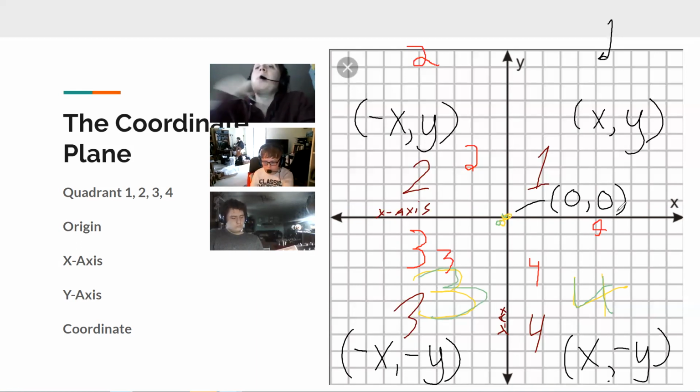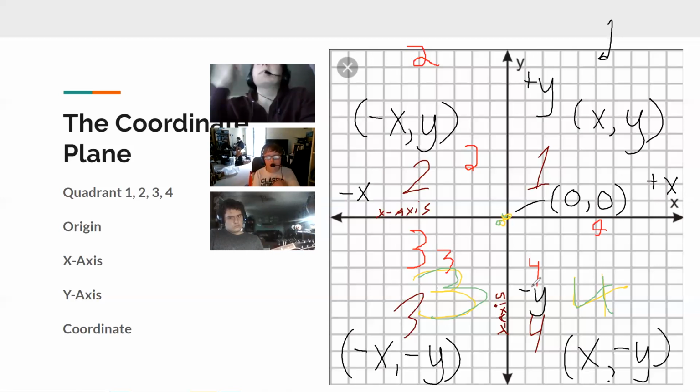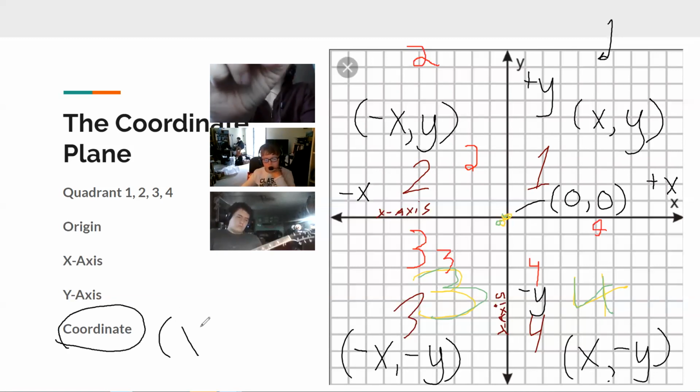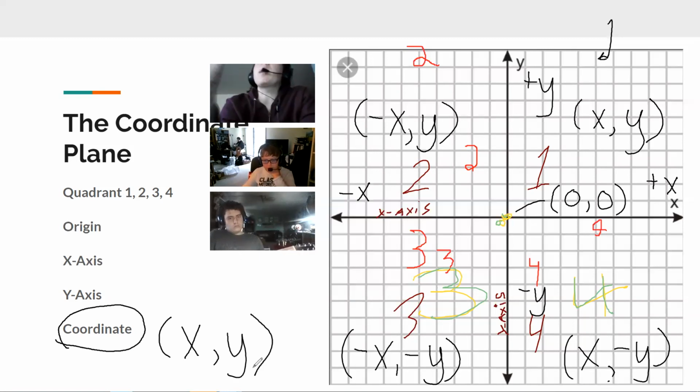We got the x and y axis labeled. X is horizontal, y is vertical. Remember, the left side of the x-axis is the negative x-axis. The right side is the positive x. And then the top side is positive y, bottom is negative y. What's important to know about all of these coordinate points is it's always x first, then y. So you're always going to go right or left first, then up or down.